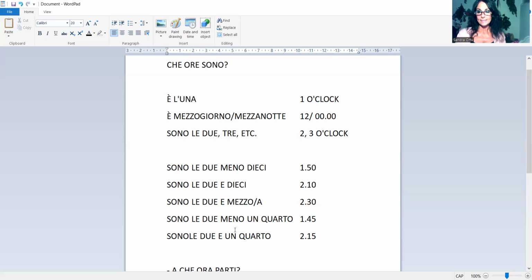And then we have the quarters. So following exactly the same principle of meno and e, we have sono le 2 meno un quarto. It is 2 minus a quarter. Or sono le 2 e un quarto. It is 2 and a quarter. So a quarter, again, is the same when it's a quarter to or quarter past: un quarto, a quarter.